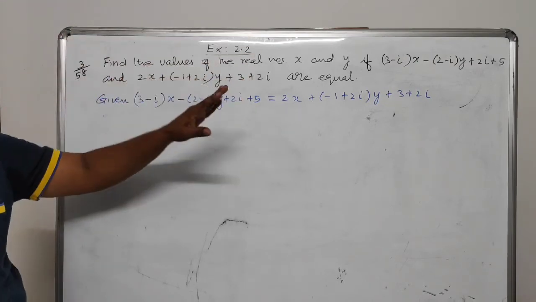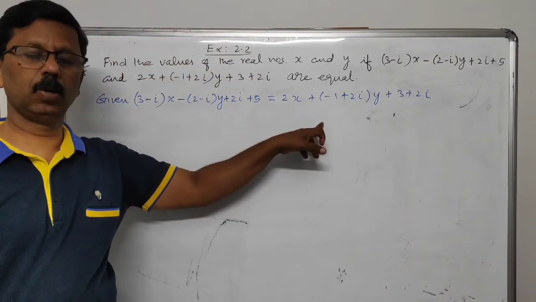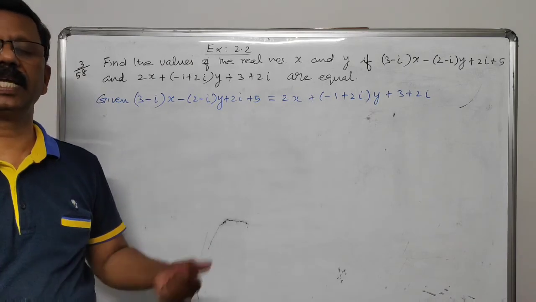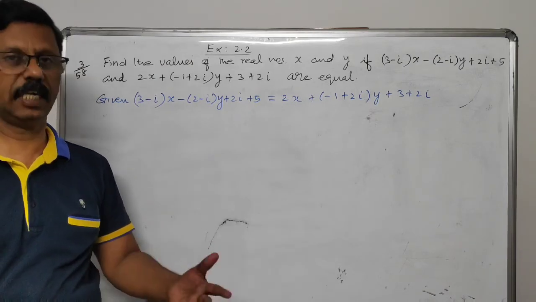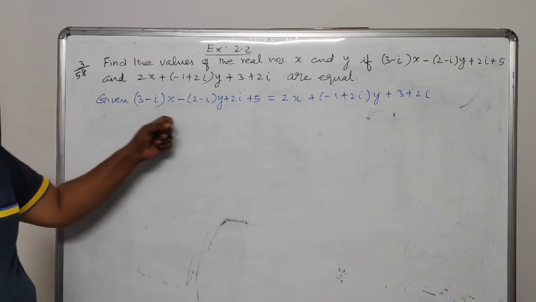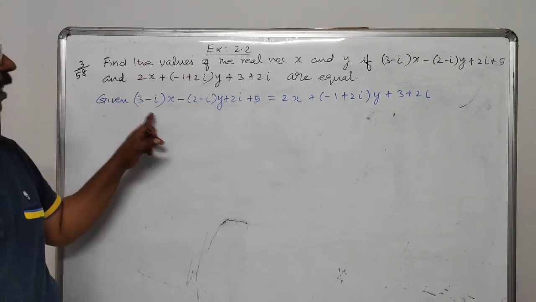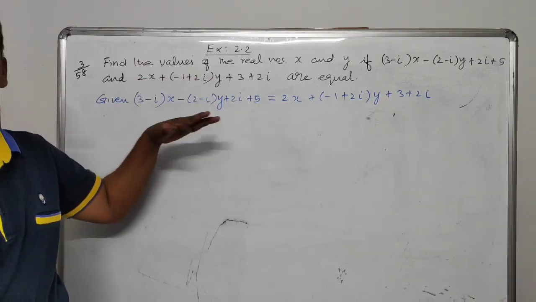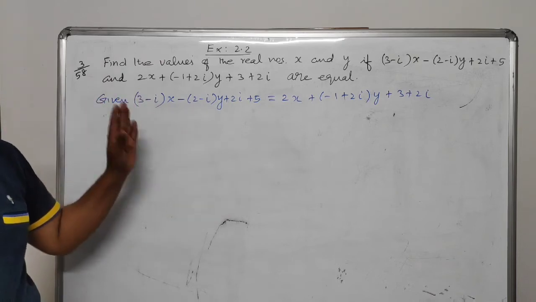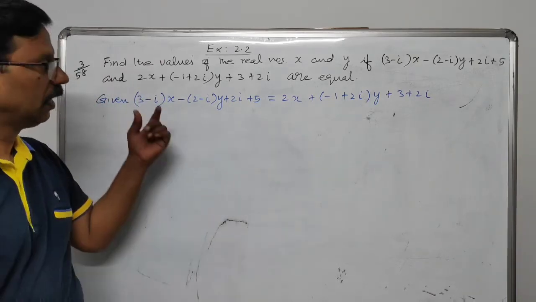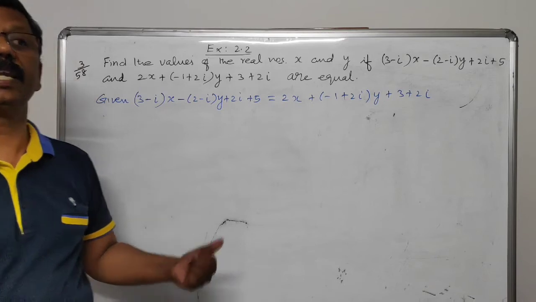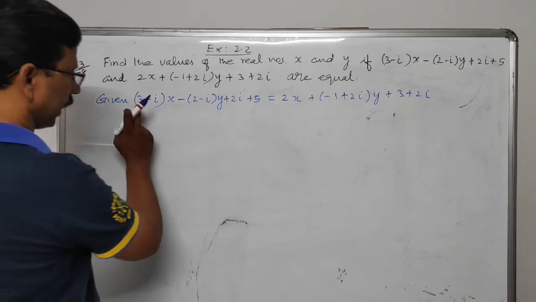We know very well, if two complex numbers are equal, definitely their corresponding real parts and imaginary parts are equal. Therefore, what is the real part and the imaginary part here? We cannot say, because it is not in rectangular form. Therefore, first of all, you have to bring these complex numbers on both sides into rectangular form. First, try to remove the brackets.